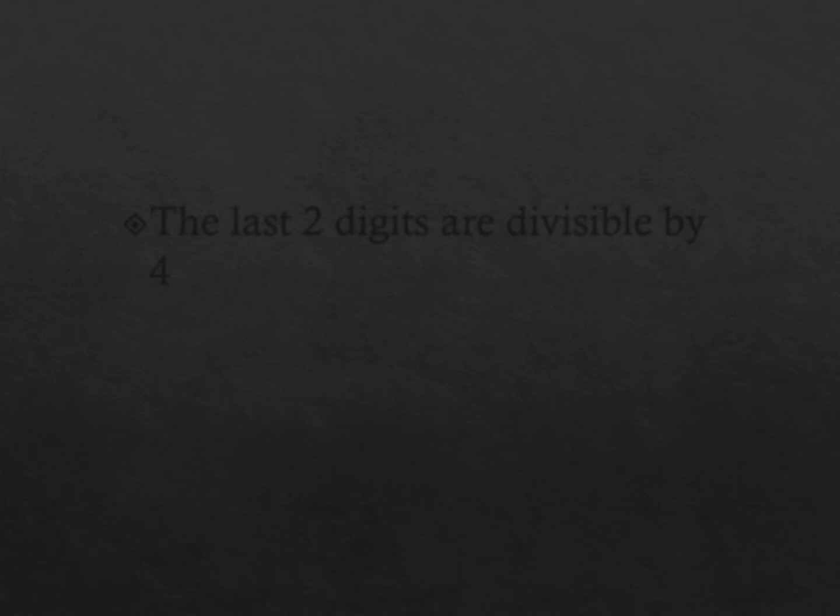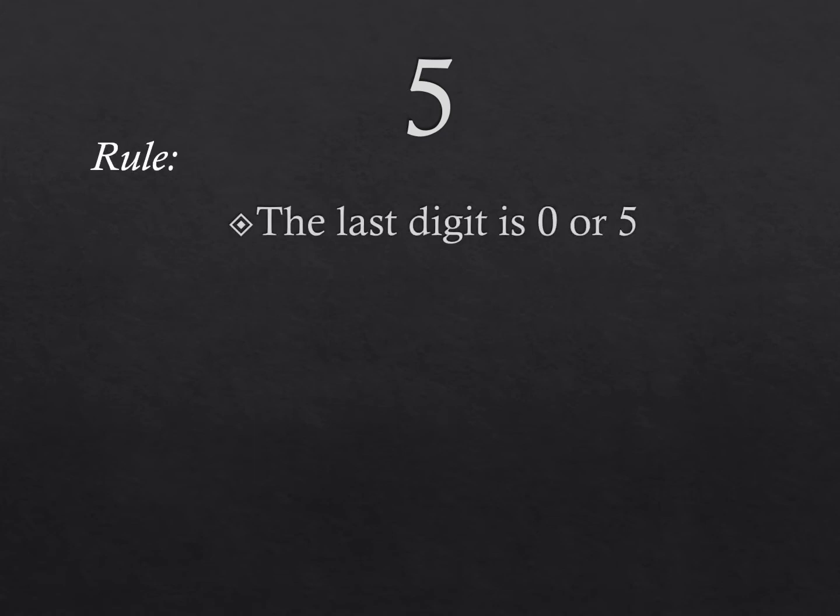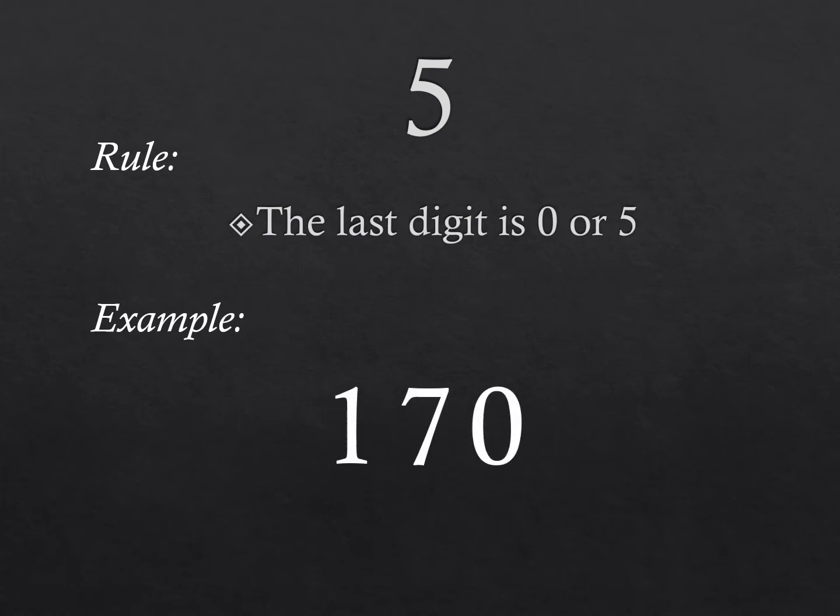Now we will discuss the divisibility test for 5. For 5, if you look at the table of 5, it goes like 5, 10, 15, 20. So there is a pattern that we see. The last digit is 0 or 5. For example, we have got 170. Since the last digit is 0, we know that this is divisible by 5.